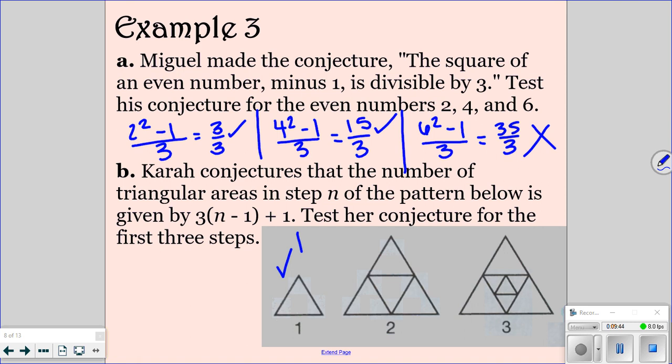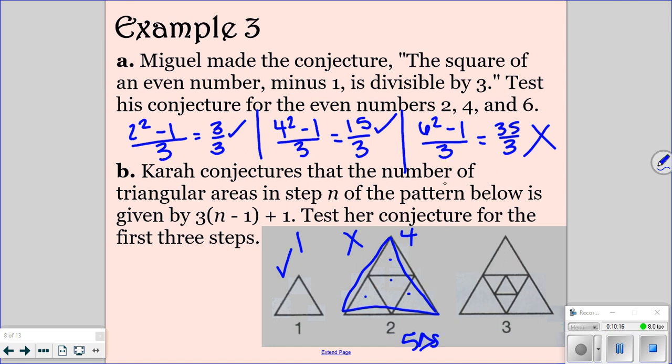For the next one, 3 times (2 minus 1), 2 minus 1 is 1, times 3 is 3, plus 1 is 4. So how many triangles do we have in our figure? Well, we have 1, 2, 3, 4 small ones, but then we also have one big one. So it does not work here because we actually have 5 triangles. So that's what I wrote, 5 triangles. So it does not work for this one because it said we should only get 4.